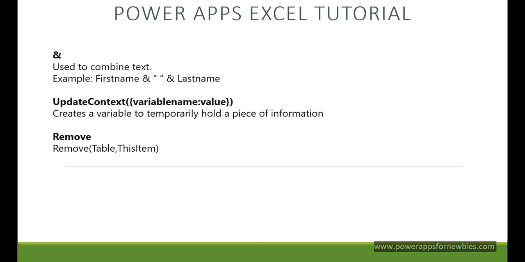The ampersand symbol. This symbol is used to combine text. For example, we could put the first name, an ampersand, and then a space, put the ampersand again, and then put last name. So basically what's happening there is we've got a first name and we're joining it with a space, and we're joining that space with a last name. And to do that, we put the ampersand symbol between the various keywords there.